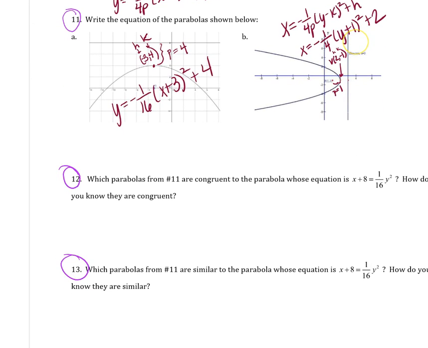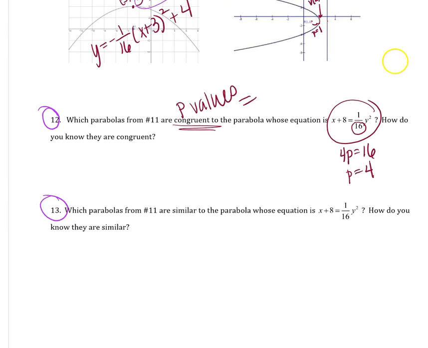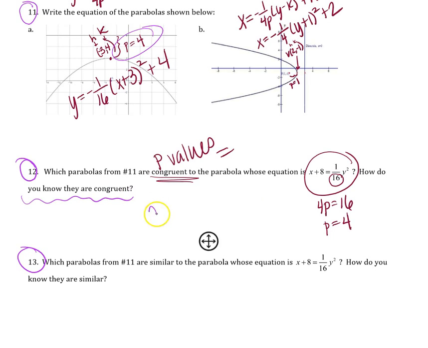All right, so the question is, which parabolas from number 11, so A and B, are congruent to a parabola with this equation? So we know we're going to be looking at this number here. So I have 4p is equal to 16, so p must equal 4. Okay, so congruent means the p-values are equal. So if you look, the only one with the same p-value is A. So parabola A. How do you know they're congruent? I'm not going to write it out, but it's because they have the same p-value. So it says which parabola, I'm just going to say A.